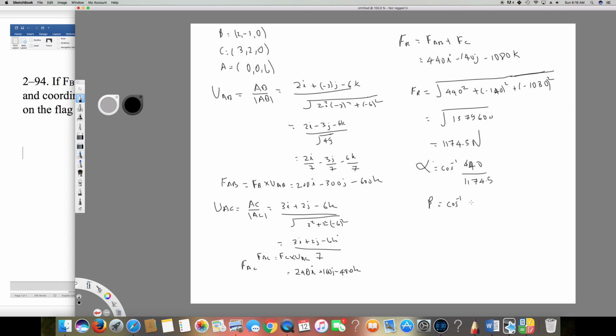And beta is going to be cos inverse of negative 140 over 1174.5, and gamma is going to be cos inverse of negative 1080 over 1174.5. So let's calculate.